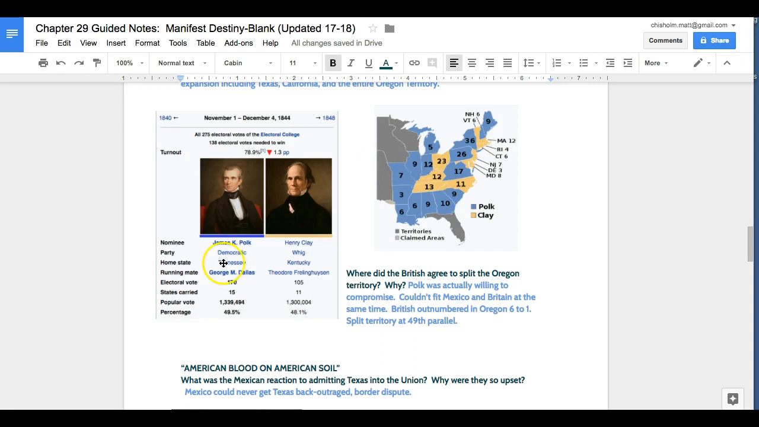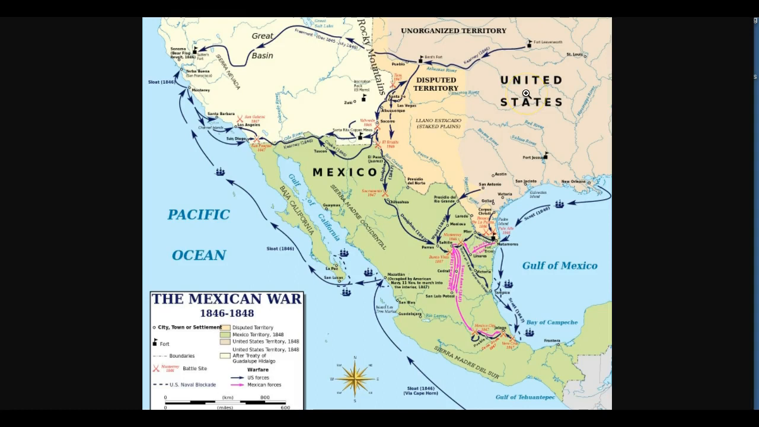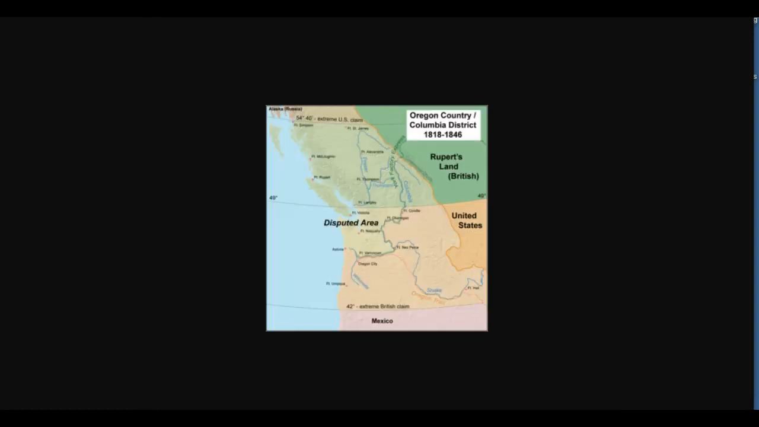So Polk wins, not by much, at least in terms of popular vote, only 39,000 votes out of 2.5 million or so. It basically is a mandate from the people to keep spreading west. And this is going to culminate into the Mexican-American War. Before I jump to there, though, Oregon ends up being split. There's a compromise. Polk is willing to compromise. He can't fight Mexico and Britain at the same time. We'll talk about the Mexican War, another Mexican War that's coming up.